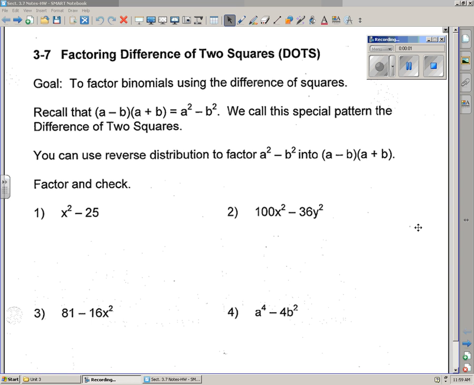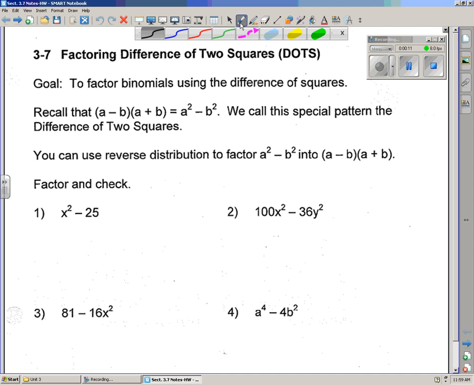Okay, so what we're going to do today is factor the difference of two squares. We happen to call this thing DOTS, and that just stands for difference of two squares. When we talk about squares, I'm talking about perfect squares.